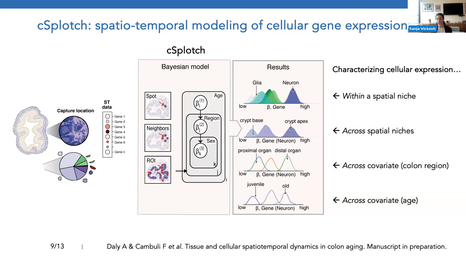So given that it's a full Bayesian and hierarchical model, what we can do now is ask questions. So which genes are spatially differentially expressed between, for example, neurons and any other cell type in the bottom of the crypts? We can ask questions, which genes are differentially expressed between the crypt apex and the crypt base, the distal and the proximal part of the colon, or the old and the juvenile mice.